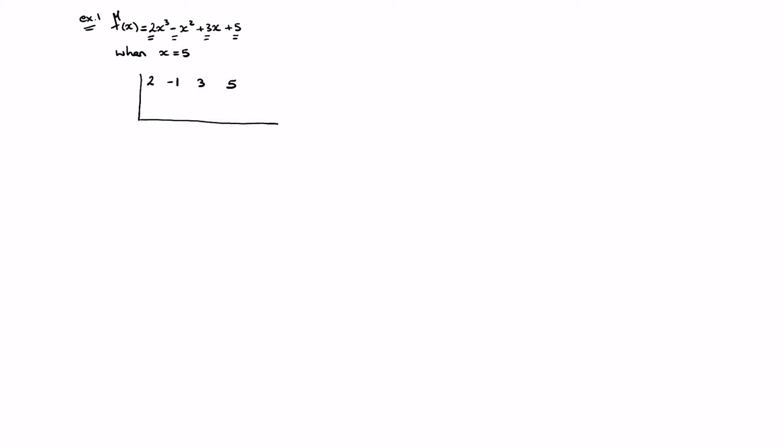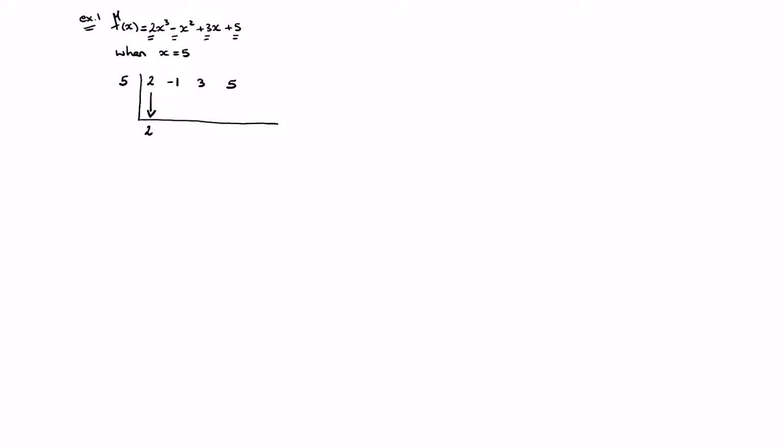Now, remember we wanted to evaluate this function when x equals 5. We write the 5 here on the left-hand side. The next thing we do is carry down this leading coefficient, 2, and we write it here. Now everything's ready to evaluate this polynomial.